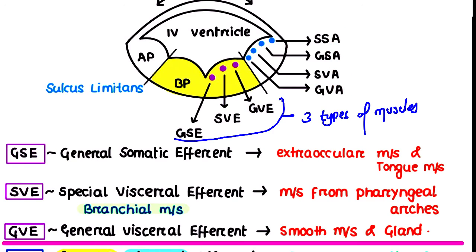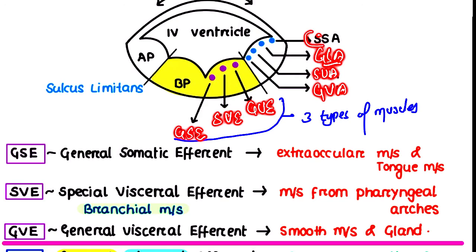These are sensory in nature, as we have mentioned, that's the alar plate, right? These develop sensory nuclei. So as GVE, here it provides GVA, general visceral afferent. Similarly, as SVE, we have got SVA, special visceral afferent. Similarly, as GSE, we have got GSA, general somatic afferent. And at last, the new one that wasn't in our basal plate, that is our special somatic afferent.